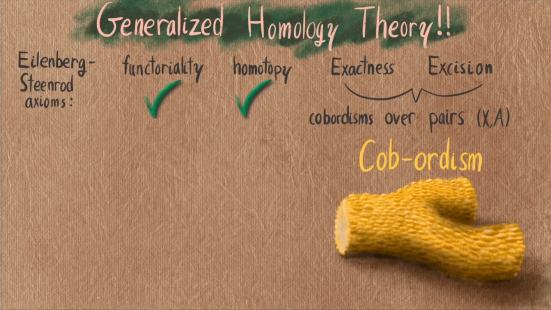The next couple, exactness and excision, to define properly, I'd have to introduce the notion of a cobordism over a pair, which you can do, but then I'd have to also go into the proof about some long exact sequences and stuff like that. I don't find that these constructions are particularly instructive.